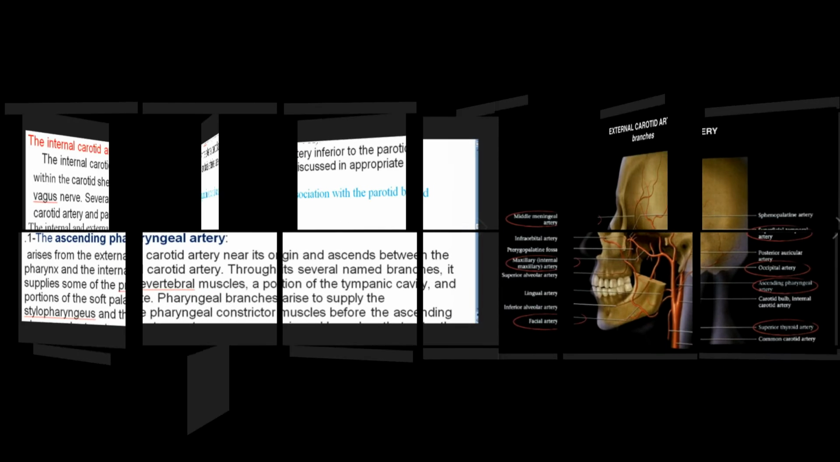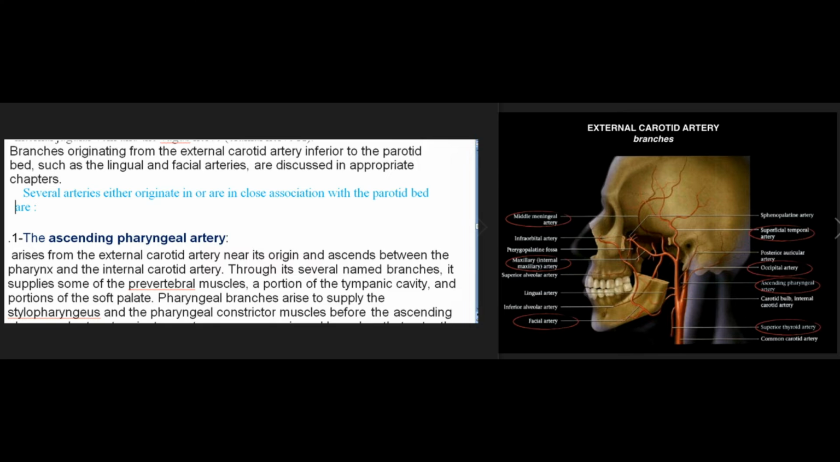Branches originating from the external carotid artery inferior to the parotid bed, such as the lingual and facial arteries, are discussed in appropriate chapters. Several arteries either originate in or are in close association with the parotid bed and are, point 1.